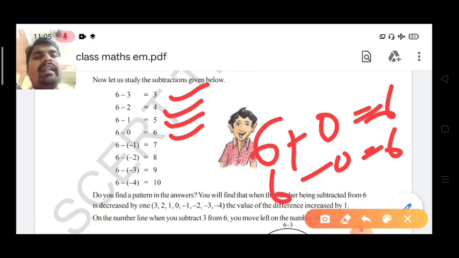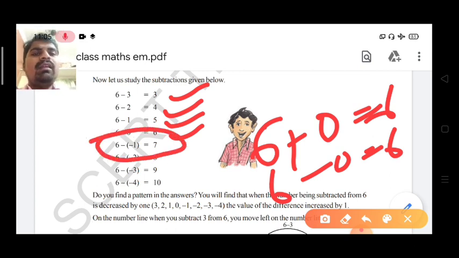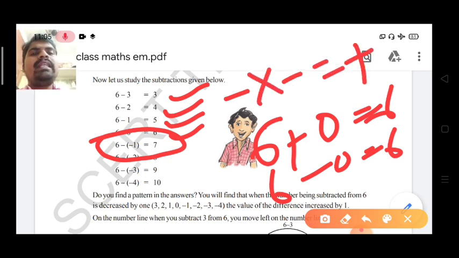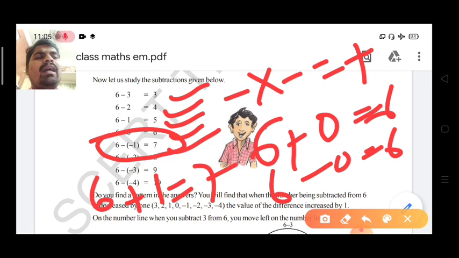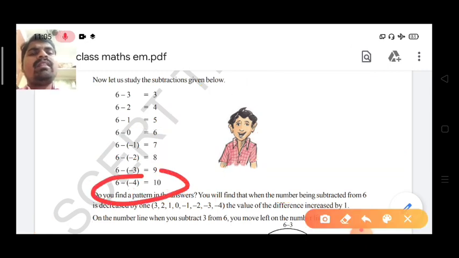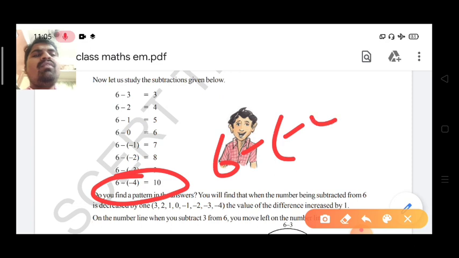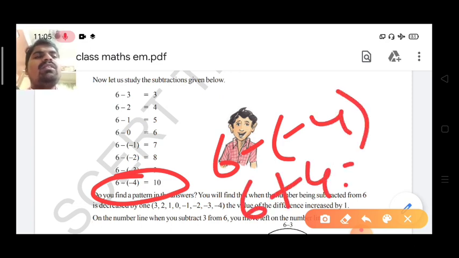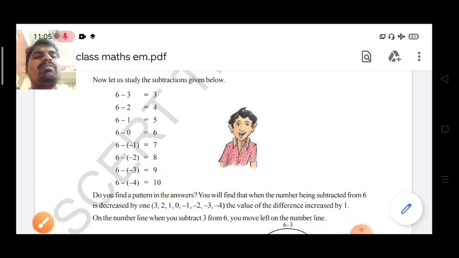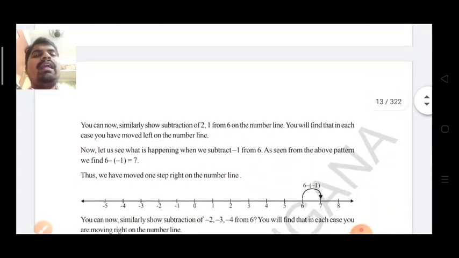Next you observe 6 minus of minus 1. Here already explained, minus of minus, minus into minus 1 is plus. So 6 minus of minus 1, minus into minus is plus, so plus 1, 6 plus 1 is 7, that's why the result is 7, very simple. And you observe the last one here, 6 minus of minus 4, very simple, 6 minus into minus is what? Plus, so 4, so 6 plus 4 is 10. So this is the answer for these problems. This is the concept to get the subtraction of integers, very simple.